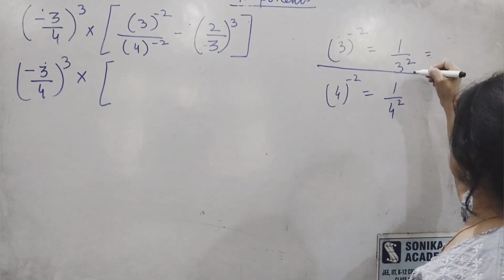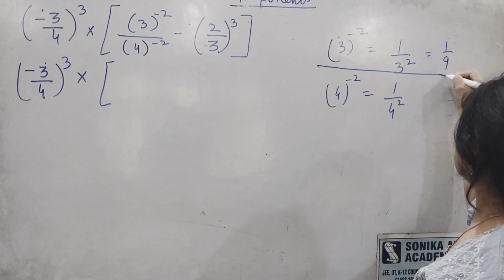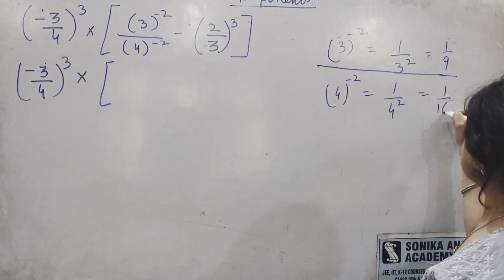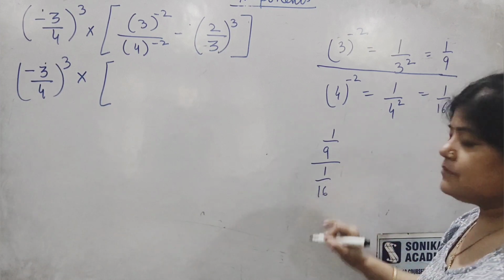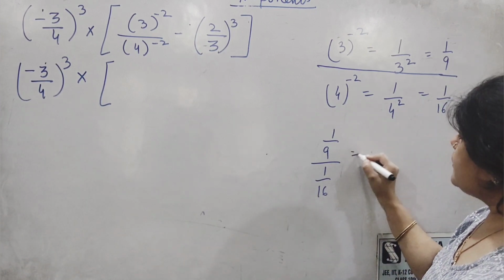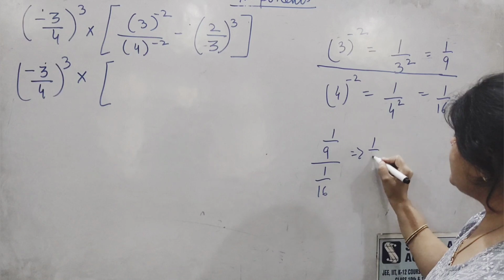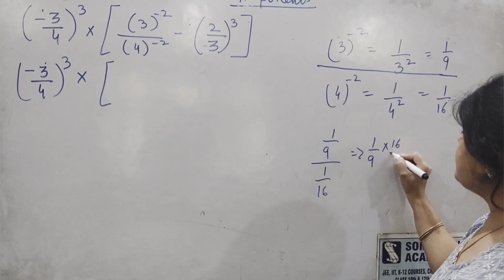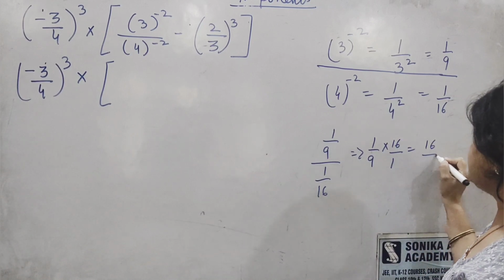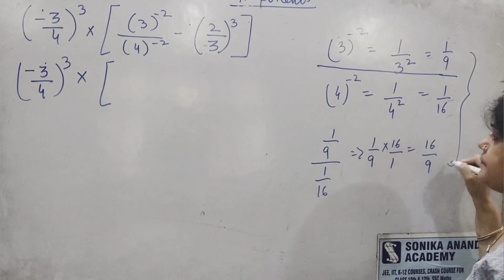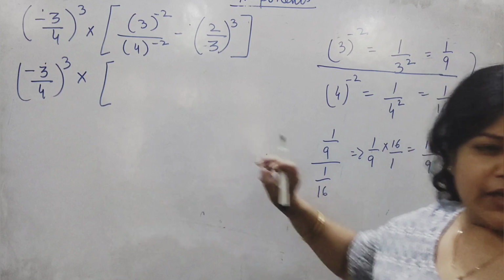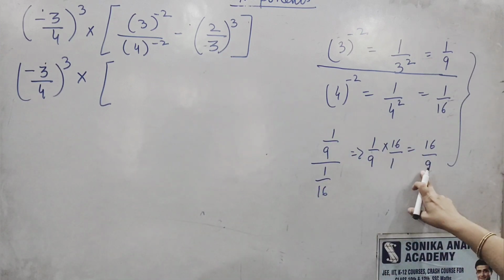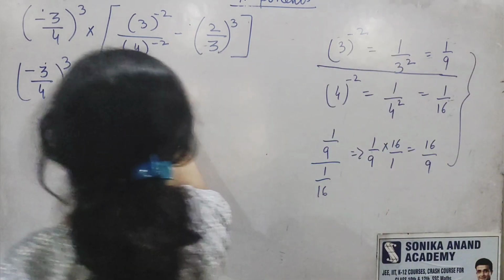So 1 upon 3 to the power 2 is 1 upon 9. Here it becomes 1 by 16. So we have 1 by 9 divided by 1 by 16, so it becomes 1 by 9 into 16 by 1. So it becomes 16 by 9. This is the step to convert this. Now substitute this value 16 by 9 here.